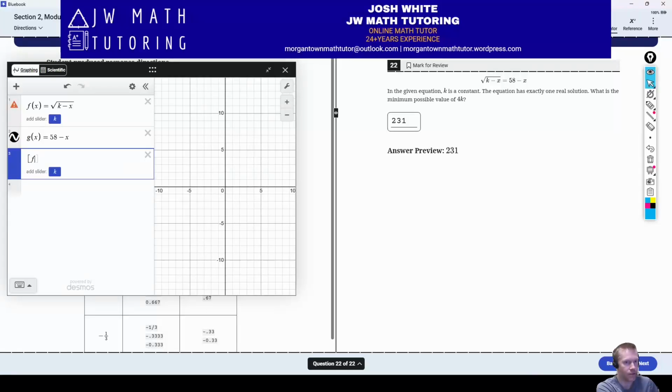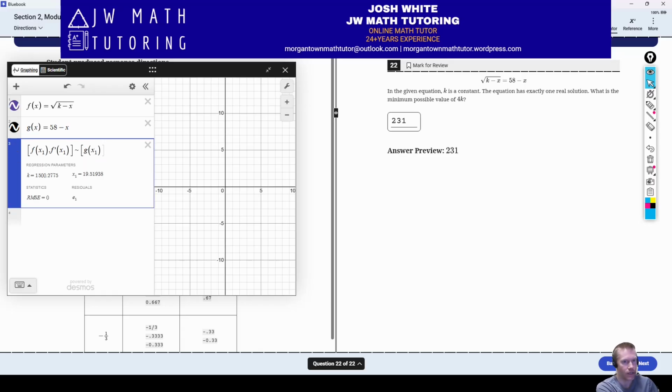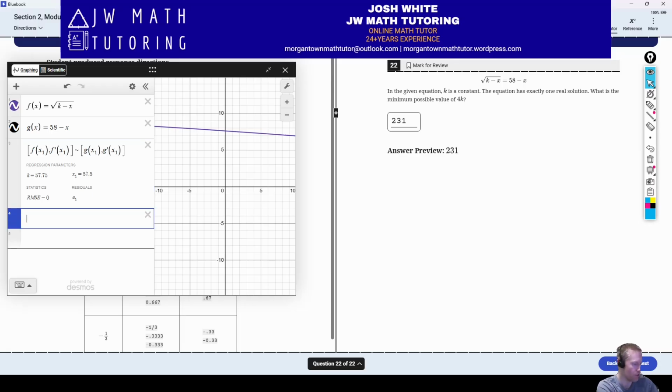Okay, so now what I'm going to type is f of x1, and you have to use x1s inside this regression statement. Then I'm going to do f prime of x1, so it's f apostrophe and then x1 inside there. Then I'm going to do tilde, and then I'm going to do g of x1, comma, g prime of x1. Notice it gave me the exact same k value of 57.75 that I found using the first method with the discriminant. So now, what's 4k? It's 231. Same exact answer, but I didn't have to do any work at all.